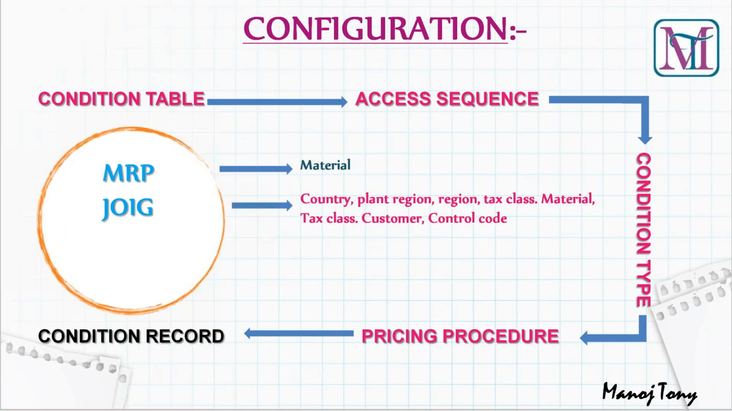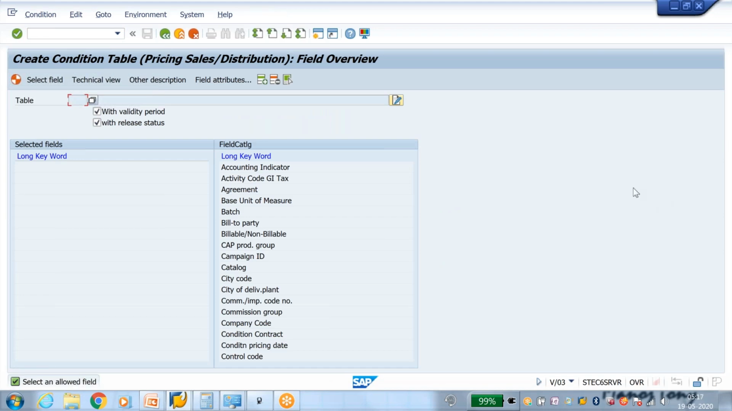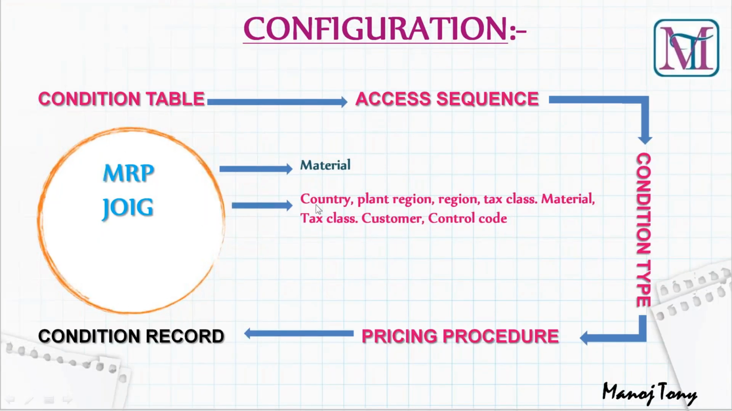Then the next step, we have to create a tax condition type, that is JOIG. So here I'll create a condition table with key combination country, plant region, customer region, tax classification of the material, tax classification of the customer, then control code. Control code is nothing but HSN code or SAC code. So quickly I'll go to the SAP system, then go to V/03, enter. So once again, please remember your key combination: country, plant region, tax classification of the customer, tax classification of the material, then control code.